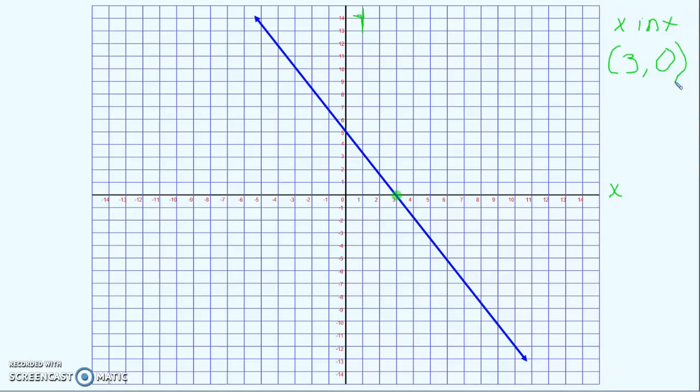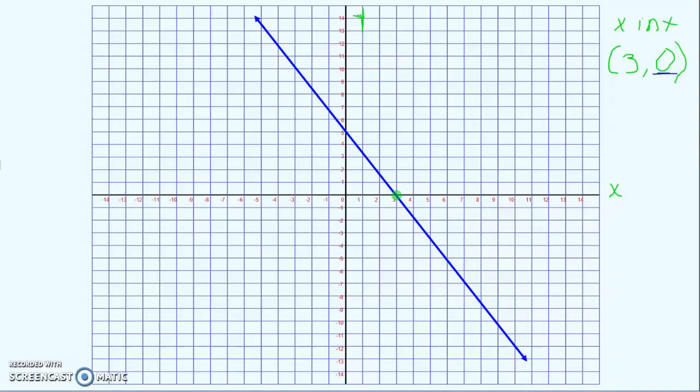Now, remember what I said, that the x-intercept is when y equals 0, and we can see that here y does equal 0 because it went up and down none. If it did go up and down at this point, then it would not be touching the x-axis. So that's why the y is equal to 0.